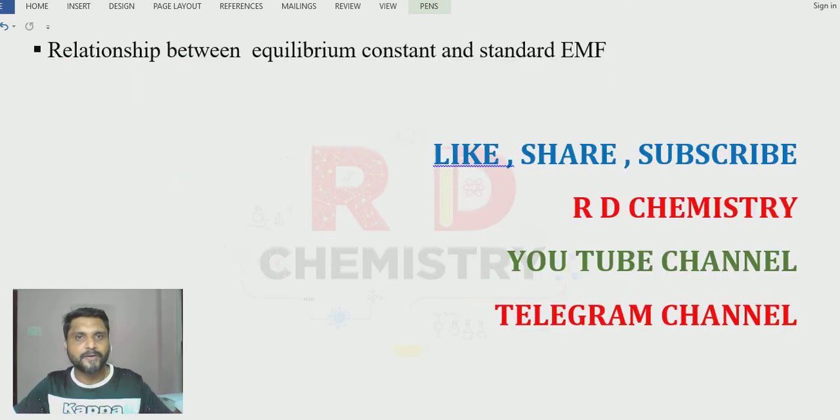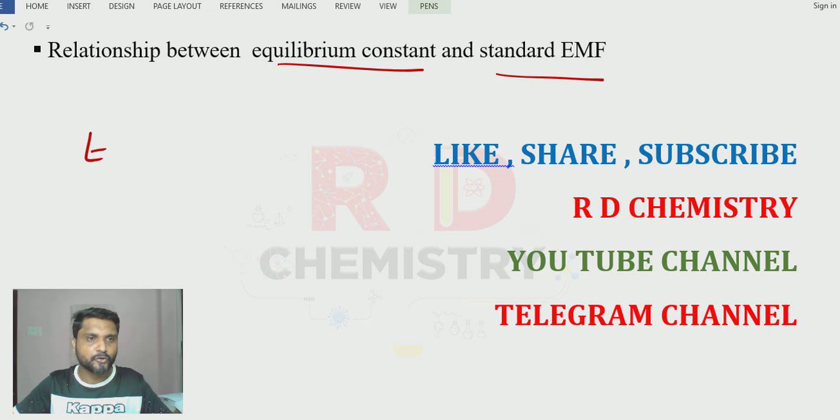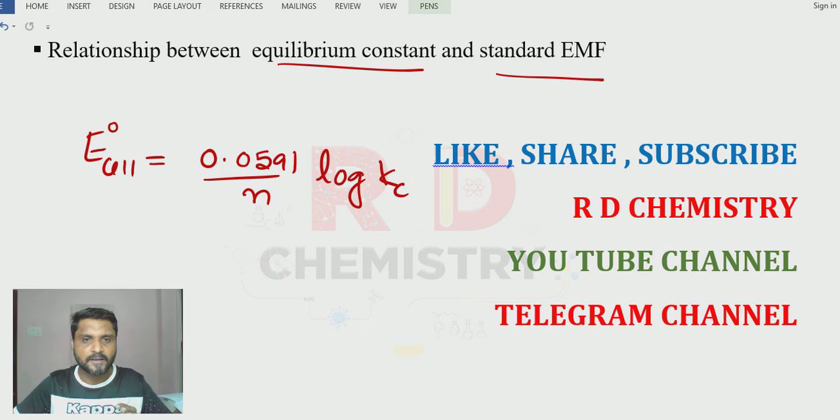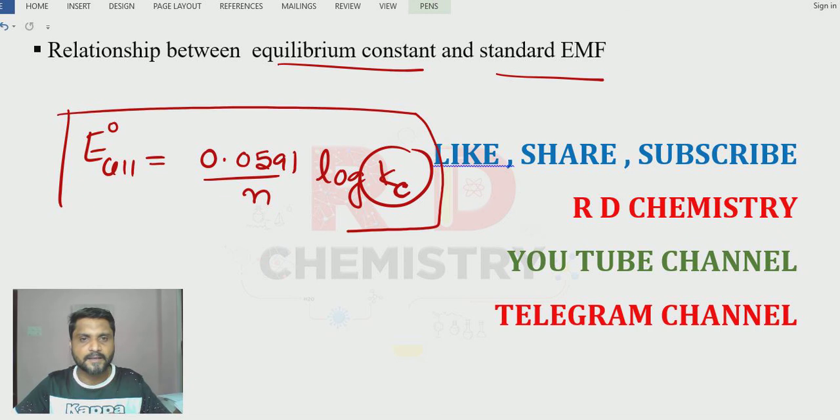And the last one we have now is the relation between the equilibrium constant and the standard EMF. So we'll write the formula directly. E naught cell is equal to 0.0591 divided by n in terms of log Kc. K stands for the equilibrium constant, and C indicates the equilibrium constant in terms of concentration. So this is the formula to calculate either the equilibrium constant or E naught cell, right?